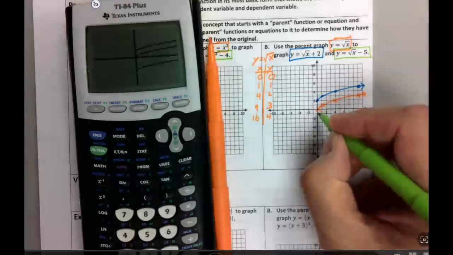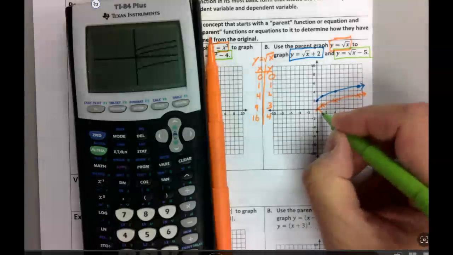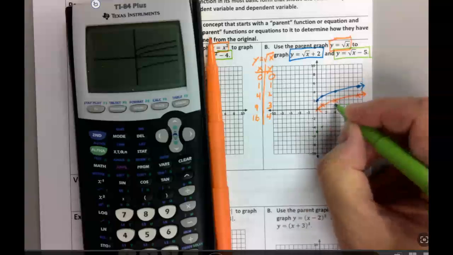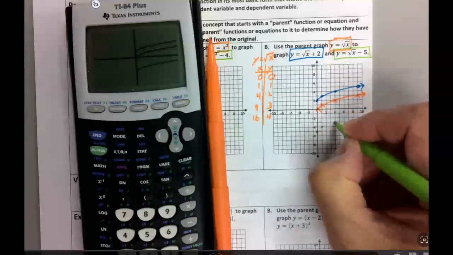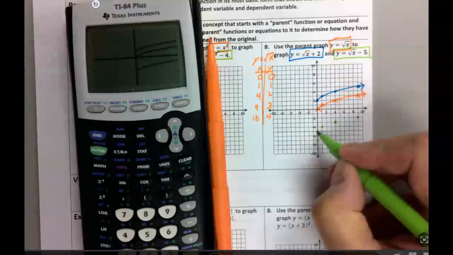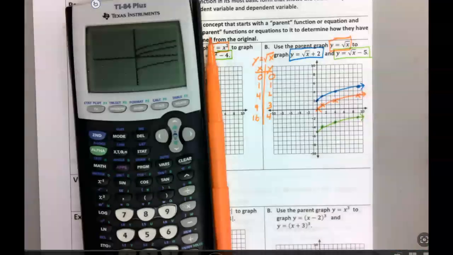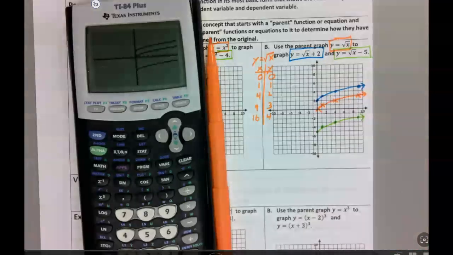So I'm going to take all these points and go down 1, 2, 3, 4, 5. 1, 2, 3, 4, 5. 1, 2, 3, 4. Make sure you start at the parent function, right? 1, 2, 3, 4, 5. There it is. Does that make sense?